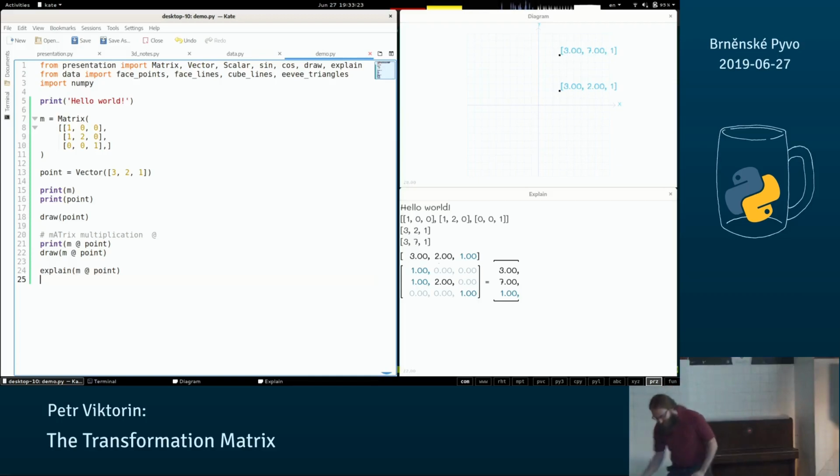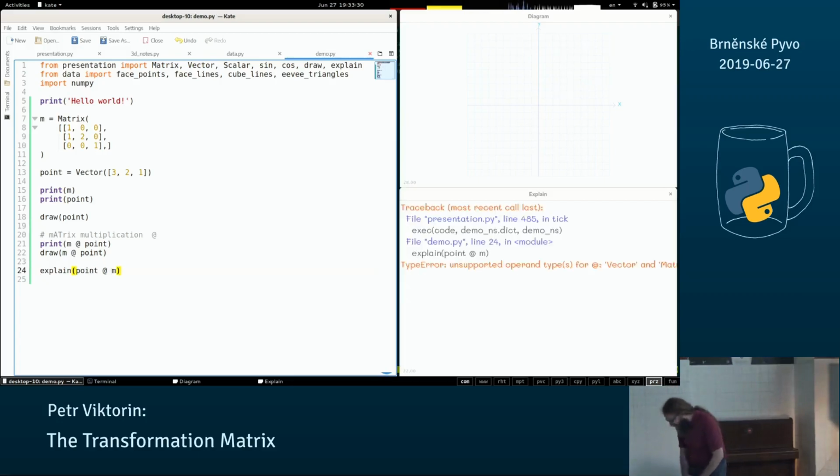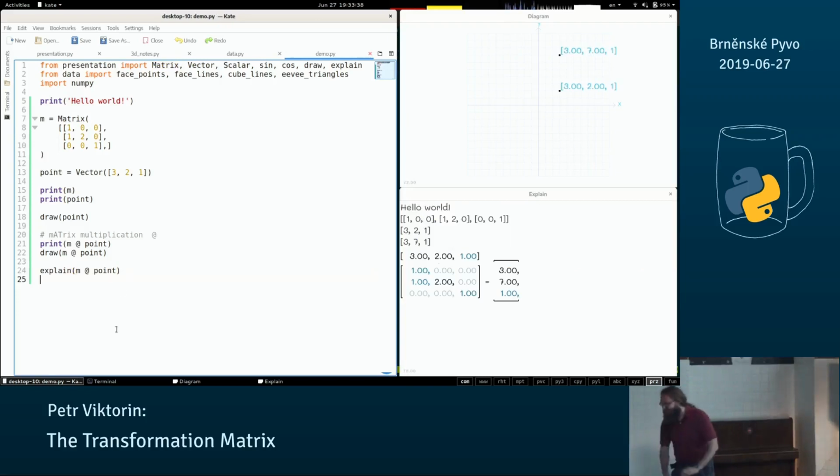So what happens, I can actually show you, right? If I do point times the matrix, I get an unsupported operand, because my matrix only does what I need for the presentation. It's prepared only for this one case. Yes, so this is the one thing we will do with matrices: transform the vectors, right?